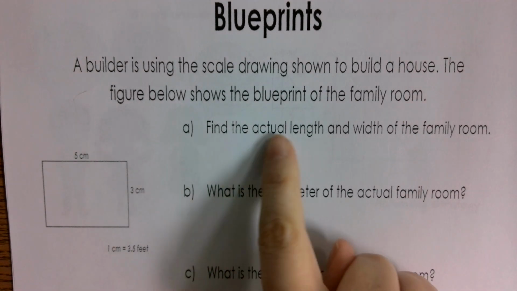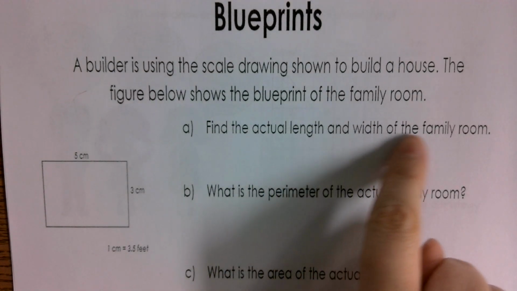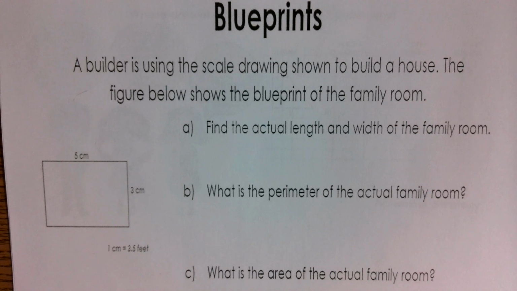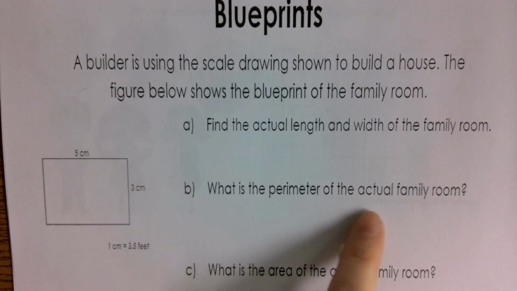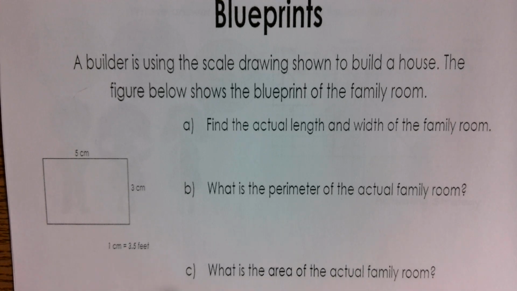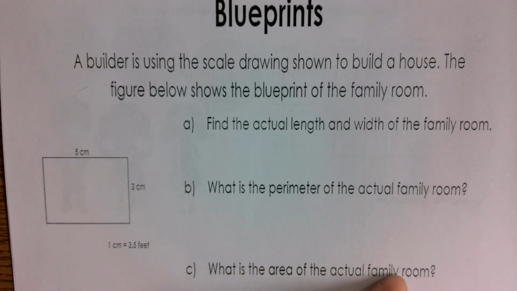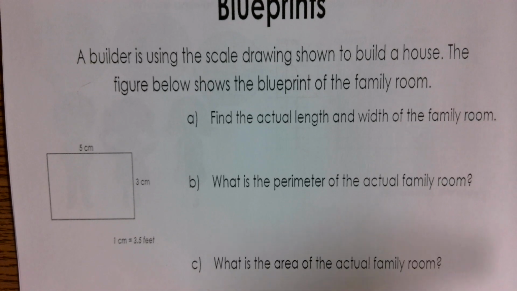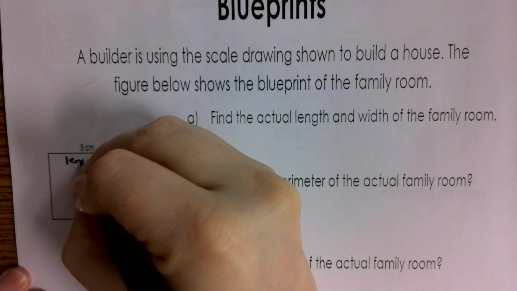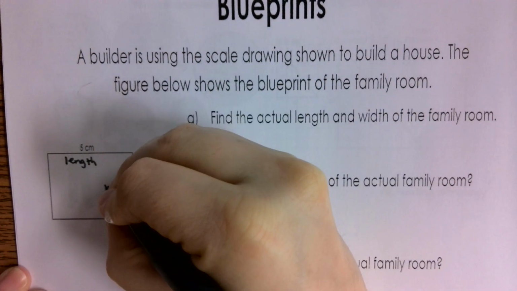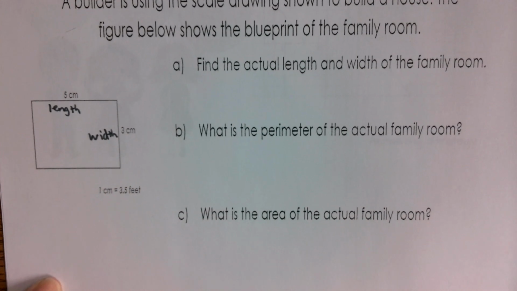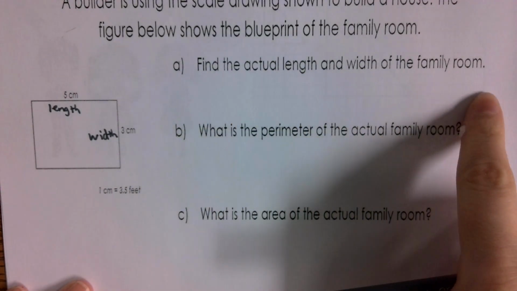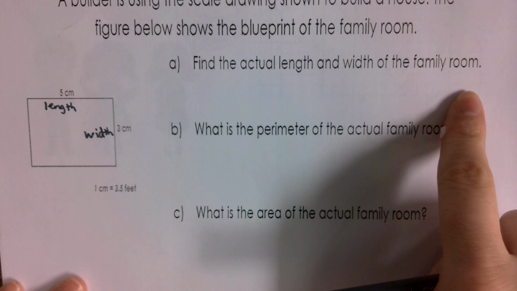So what we want to know is what is the actual length and width of the family room. What is the actual measurement going to be? We want to know what is the perimeter of the actual family room and what is the area of the actual family room. Okay, so I'm going to go ahead and label this my length and this is my width. And what I want you guys to go ahead and do, identify what the length and the width is going to be of the actual room.